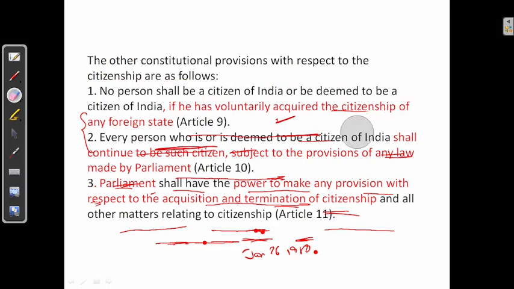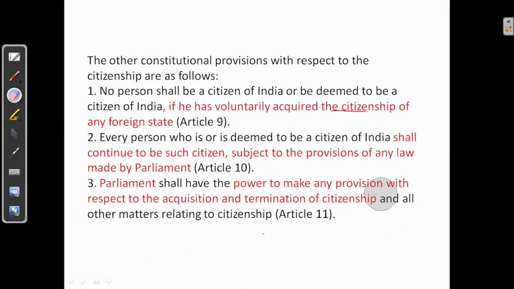Okay, this is given under Article 8. Next, the other constitutional provisions with respect to citizenship. See, under Article 9, no person shall be a citizen of India or be deemed to be a citizen of India if he has voluntarily acquired the citizenship of any foreign state. Okay, if any person voluntarily acquired the citizenship of any foreign state, then he doesn't get the citizenship of India. It was given under Article 9.